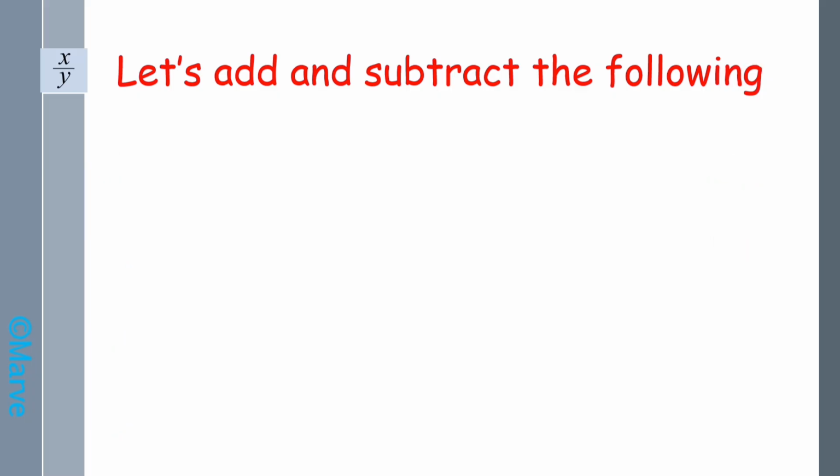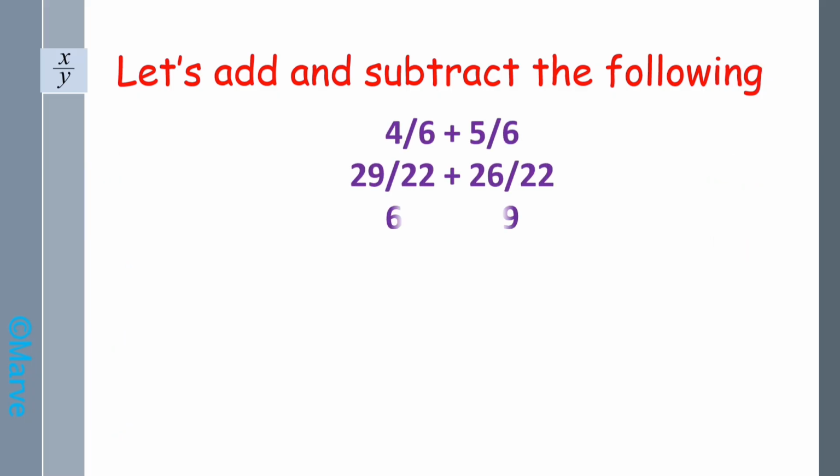Let's check some work. Let's add the following. So let's add 4 over 6 plus 5 over 6, 29 over 22 plus 26 over 22, 6 over 9 minus 4 over 9. So we're taking out 4 over 9 from 6 over 9. And 15 over 7 minus 11 over 7. So we'll take out 11 over 7 from 15 over 7.